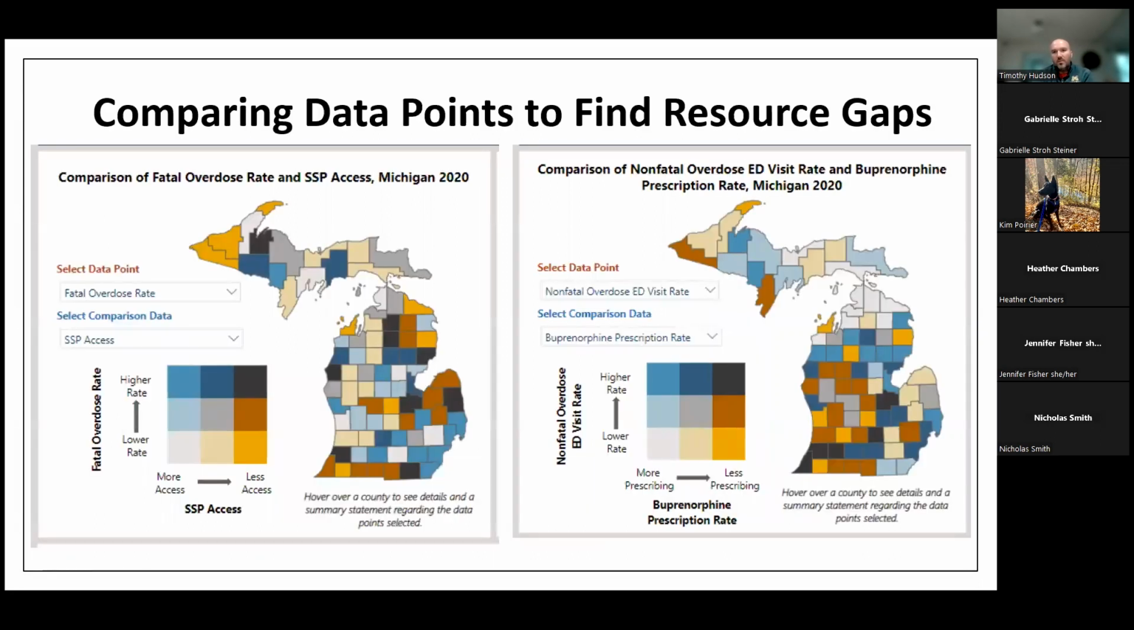And then this slide again is pointing out how you could use the bivariate mapping page to compare data points. The left is one we already looked at in the dashboard, the fatal overdose rate compared to SSP access. And then the right is looking at the non-fatal overdose ED visit rate in relation to the buprenorphine prescription rate. So this is highlighting areas where people are surviving overdoses at high rates, but there is not as much medication for opioid use disorder being prescribed in that county.